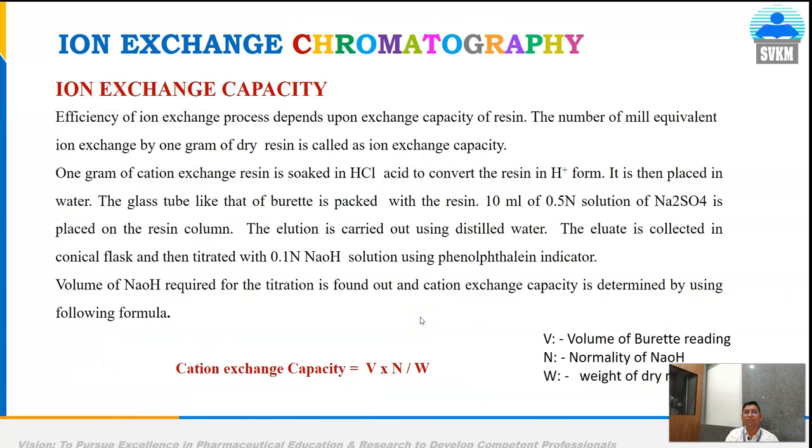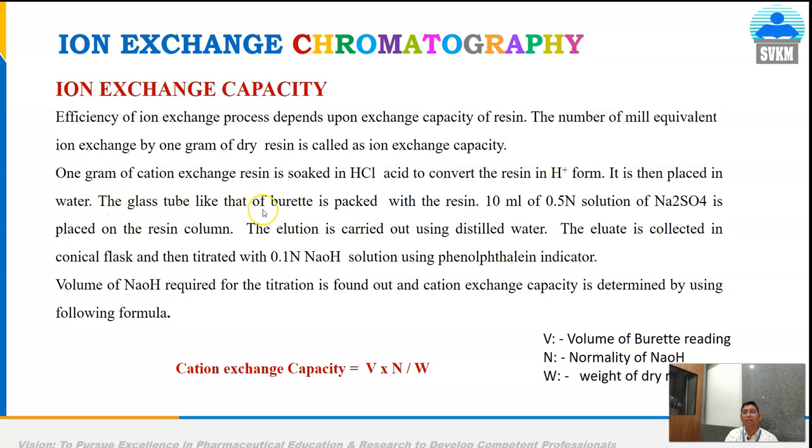Now, ion exchange capacity. Efficiency of any ion exchange process depends on the exchange capacity of the resin. The number of milliequivalents of ion exchanged by 1 gram of dry resin is called the ion exchange capacity. When 1 gram of cation exchange resin is soaked in HCl to convert the resin into H plus form, it is then placed in water.